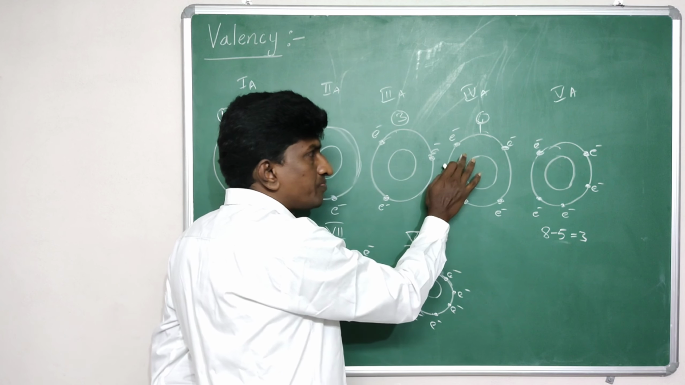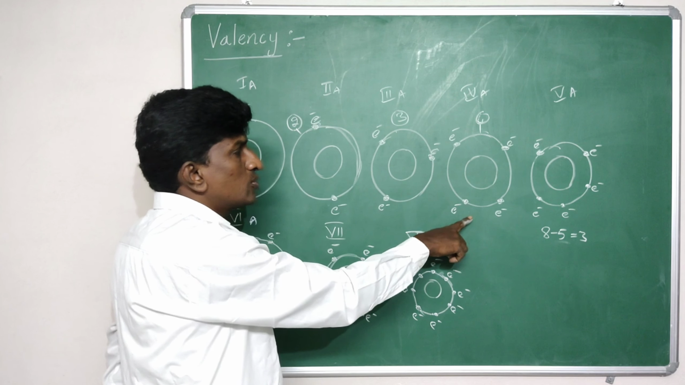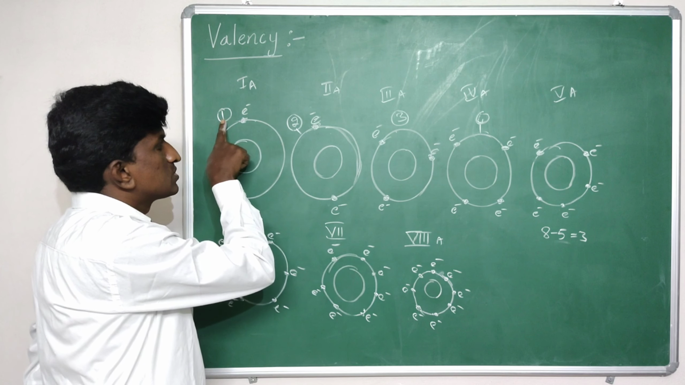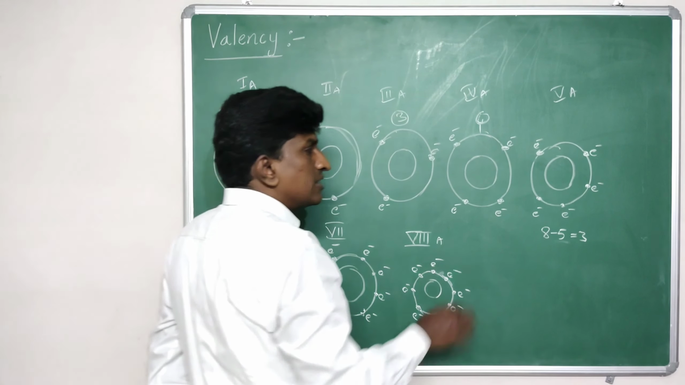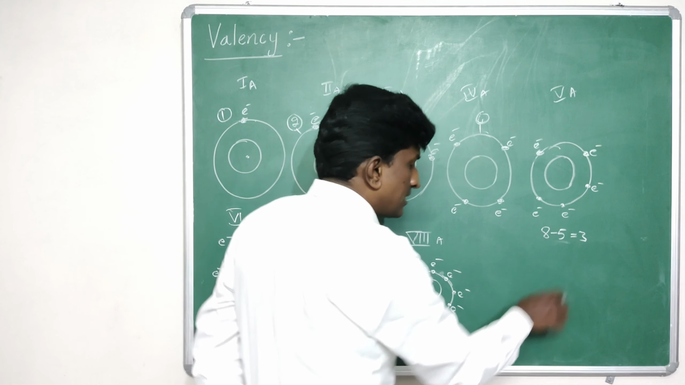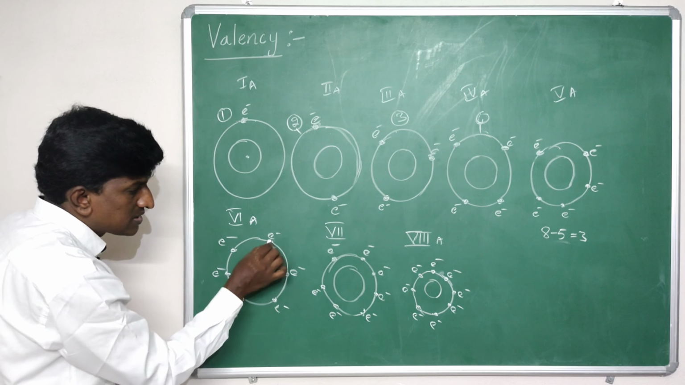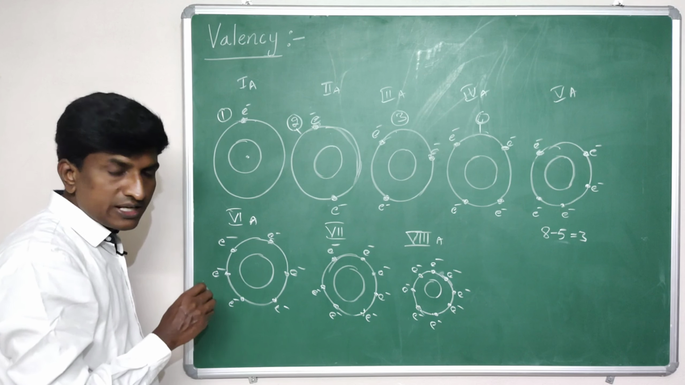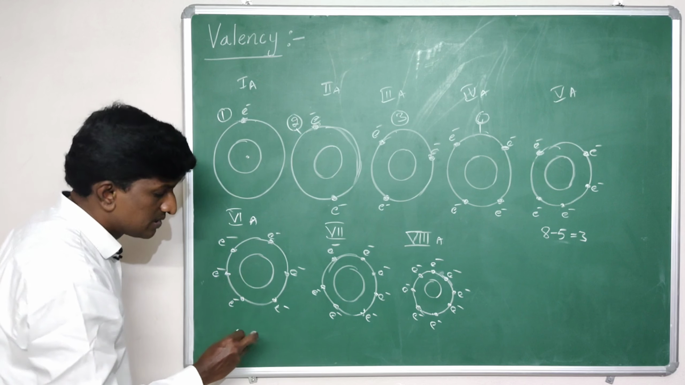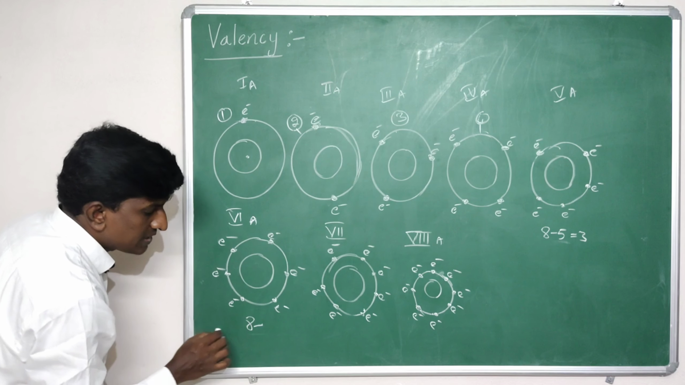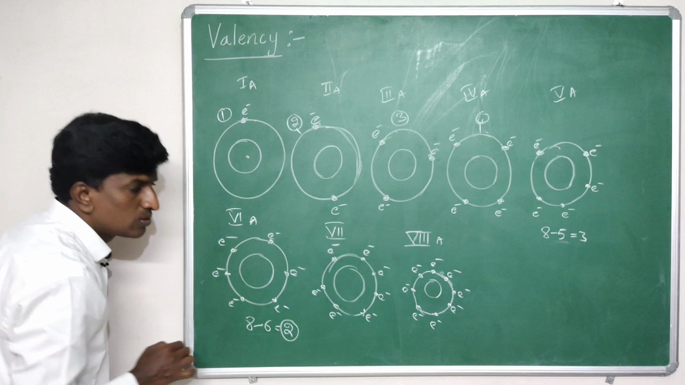So up to the 4th group, the valency increases as per the group number. First group, second, third, valency fourth. From the 5th group, the valency decreases to 3. Then come to the 6th group. How many electrons are there? 6 electrons are there in 6th group elements of the second period. Then to get stability, how many electrons do they require? Only 2 electrons. So that's why I am subtracting group number 6 from the octet configuration. Then their valency is 2.